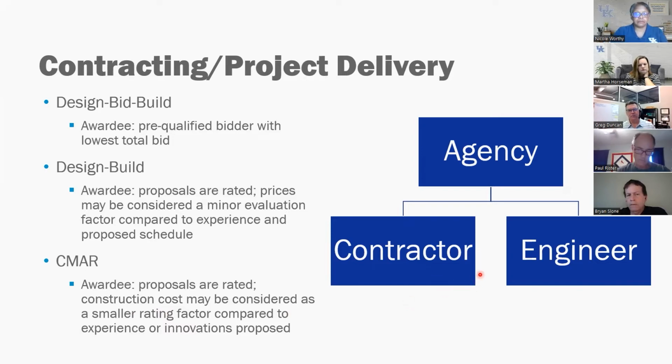So again, in this model, this is an accelerated delivery kind of model where the contractor is able to speak into the design process considerably so that the project can be awarded to minimize risk overall to both the agency and the contractor, enabling both entities to save money and minimize risk.